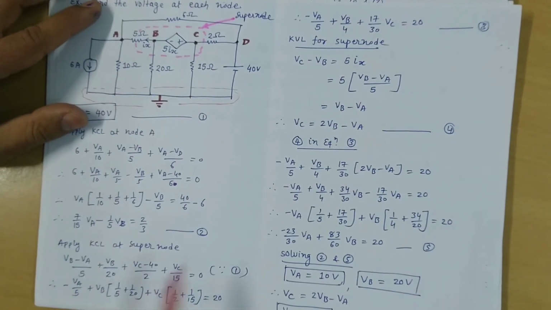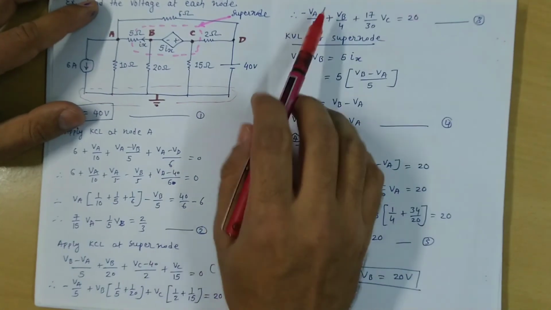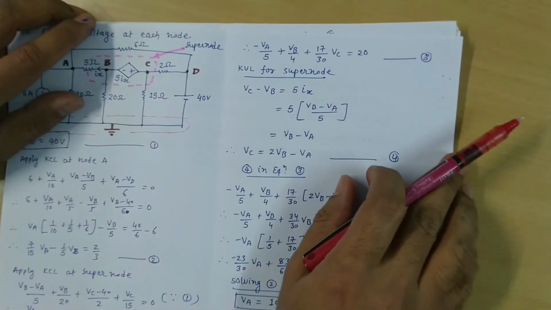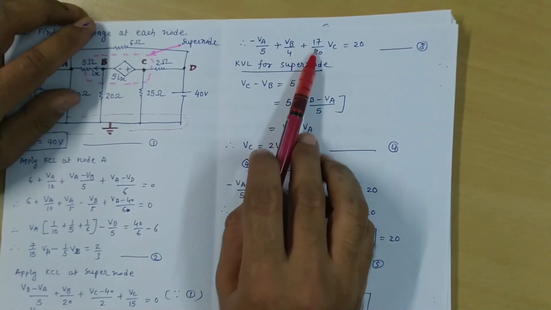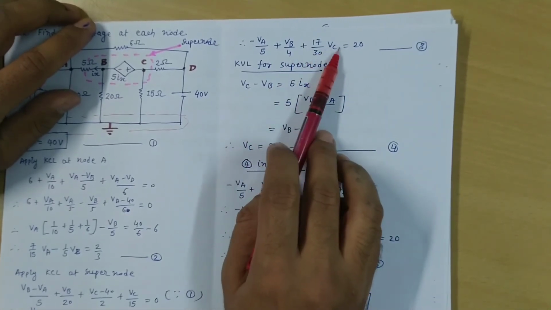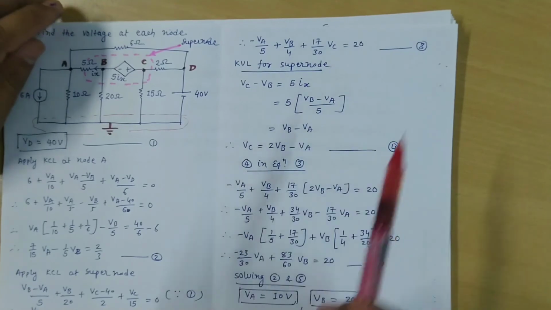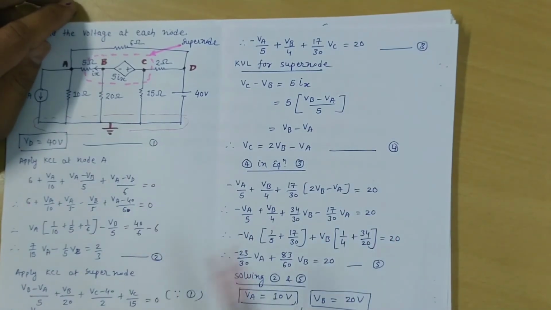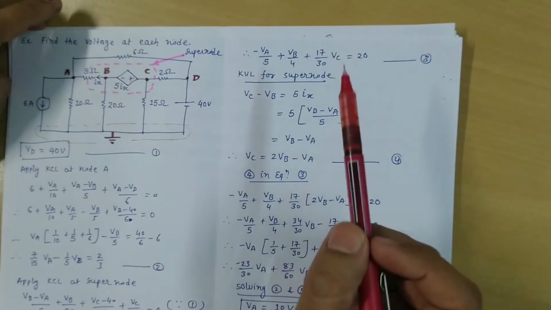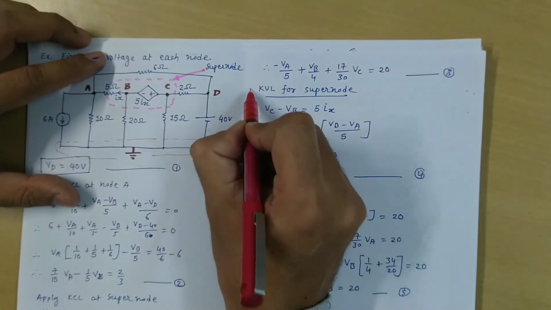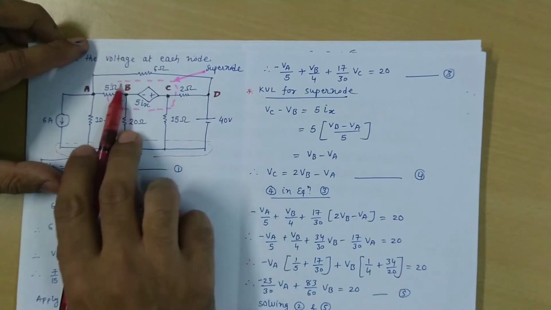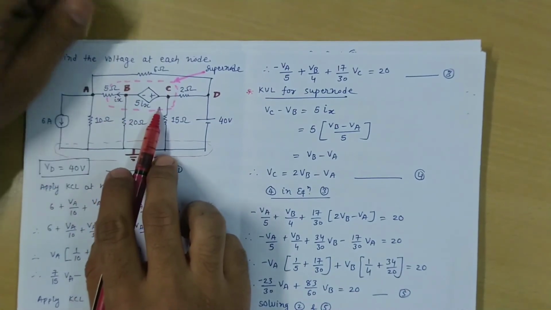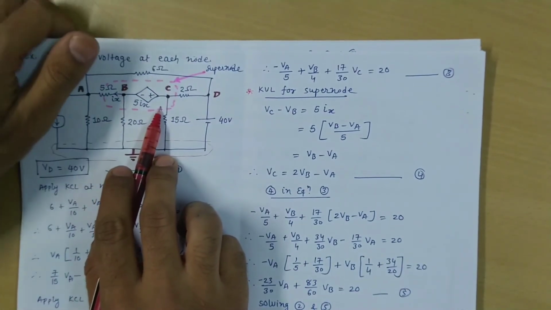So if you simplify the equation, we will get the equation number 3, minus VA by 5 plus VB by 4 plus 17 by 30 multiplied by VC is equal to 20. So we have 3 equations, 1, 2 and 3. Now we will apply KVL as I told for the super node. So for this super node we require to apply Kirchhoff's voltage law.